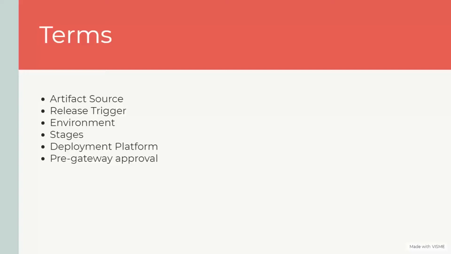Basically, the release pipeline takes the binary from the Azure artifact repository and pushes, copies, or deploys it into the deployment platform. Once that is completed, our application will be up and running.